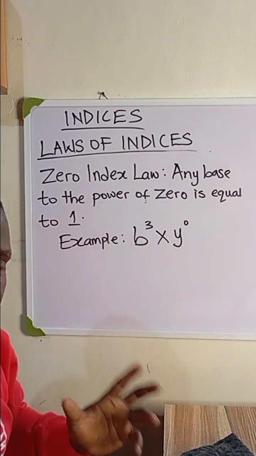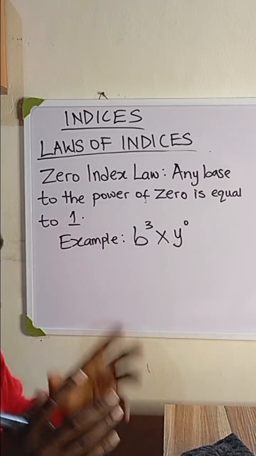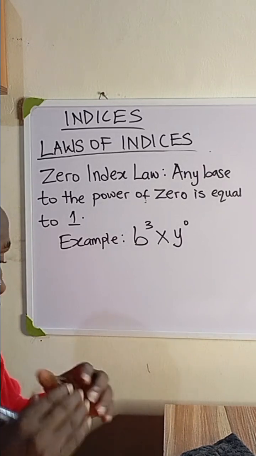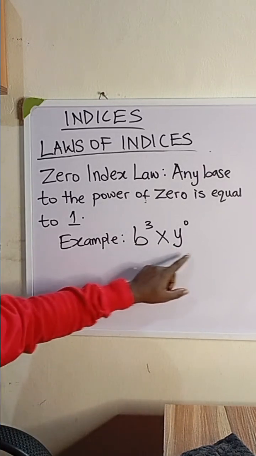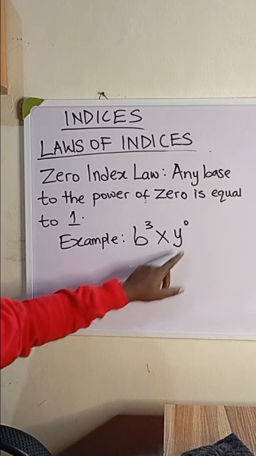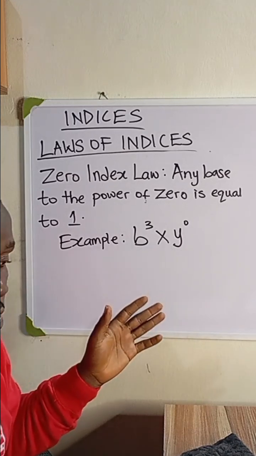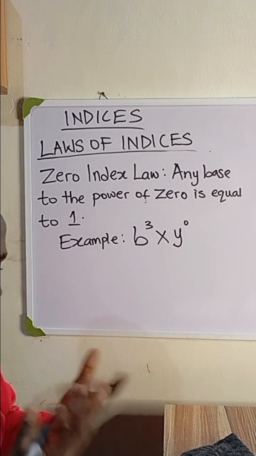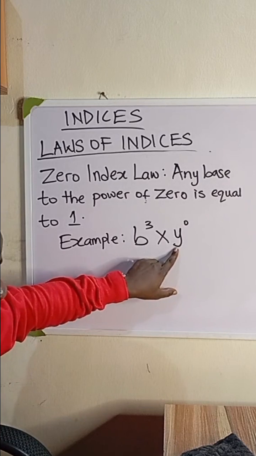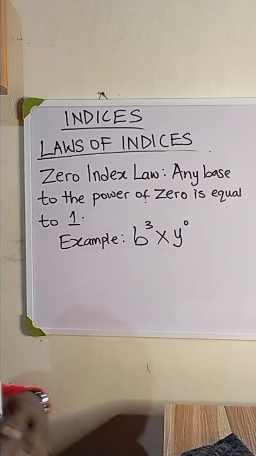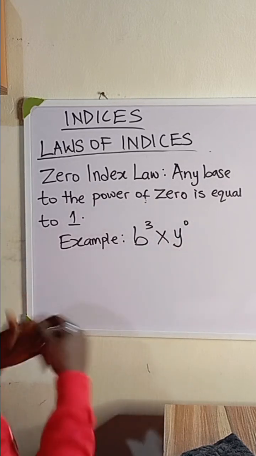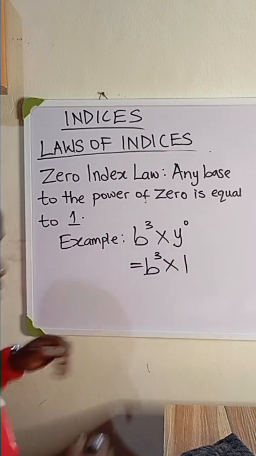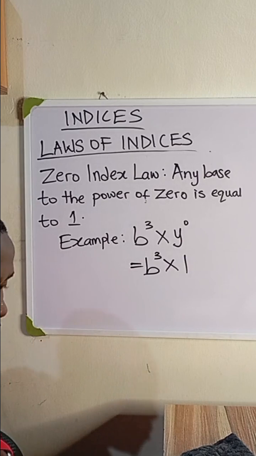Remember, the addition law says that when you have 2 indices with the same base, then you can add the powers. But in this situation, the bases are not the same. So we cannot apply the addition law because the bases are not the same. So what we can now apply is the zero law, because anything to the power of 0 is equal to 1. So that's our way out here. So we have b to the power of 3 times 1, b to the power of 3.